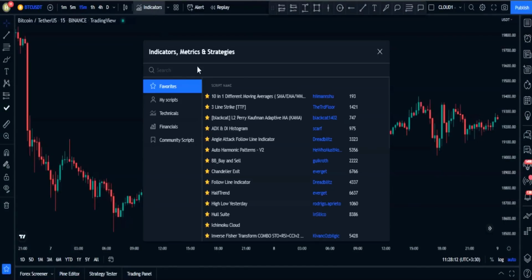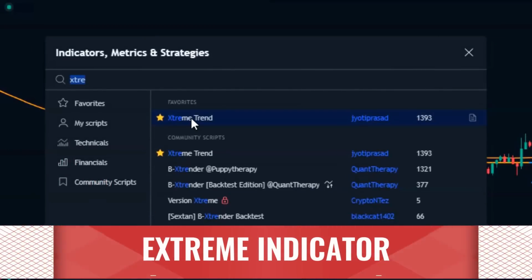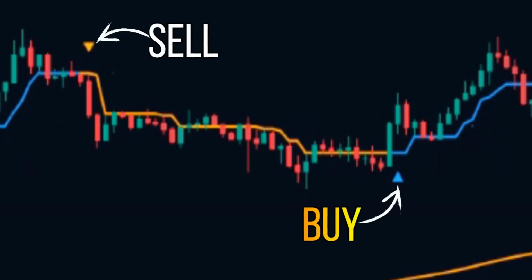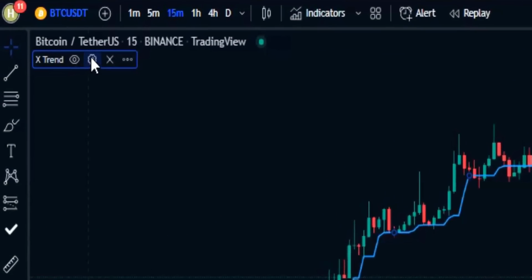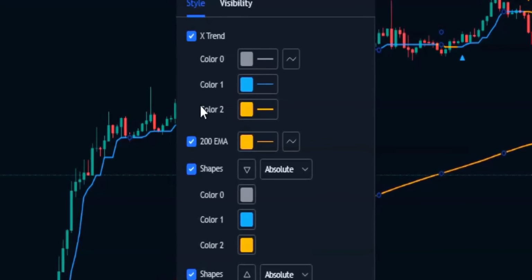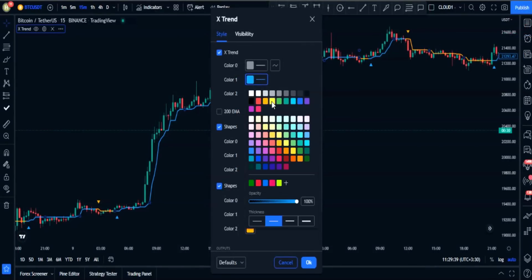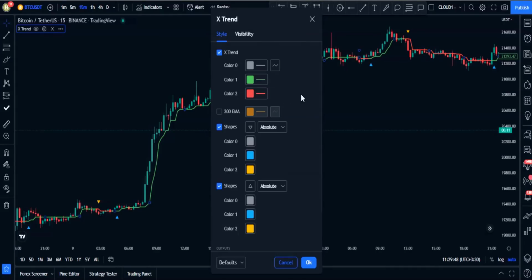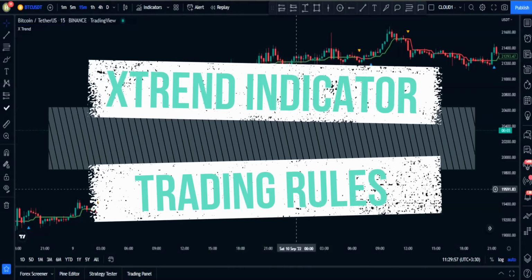Click on the indicators and then search for Extreme Trend, this indicator, and click on it to add it to the chart. This is the X Trend indicator, which consists of 2 lines and some triangles as buy and sell signals. Alright, now let's adjust the X Trend indicator settings. Click on the settings and then in the Style tab, disable 200 EMA and make color 1 green and color 2 red. That's it. You can click OK.